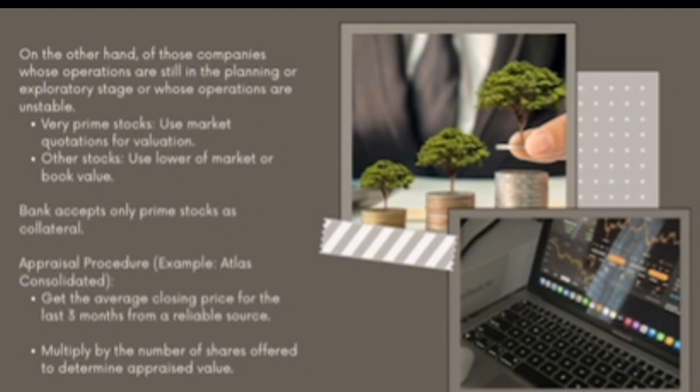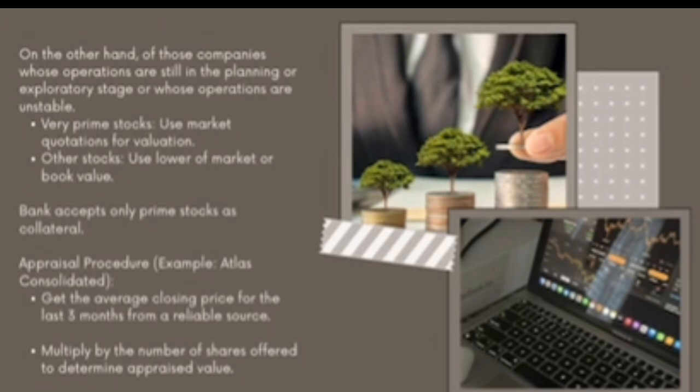Very prime stocks use market quotations for valuation. So, very prime stocks are valued based on their market quotations because of their stability. We also have other stocks, which use the lower of market or book value. Other stocks are valued using the lower of market or book value to stay conservative. Banks accept only prime stocks as collateral for loans because they are more reliable and less volatile.